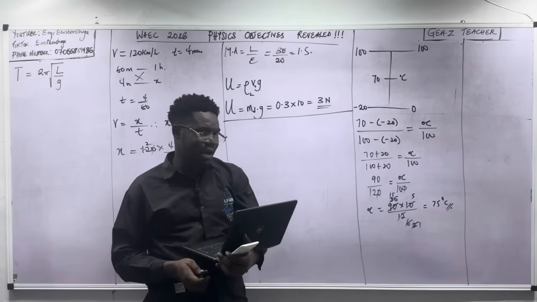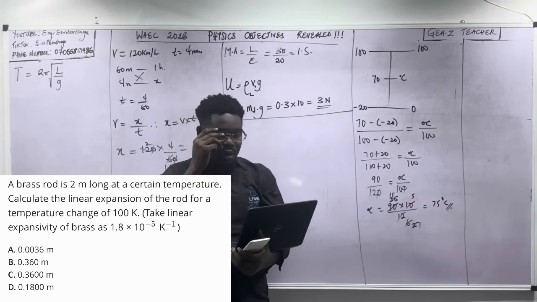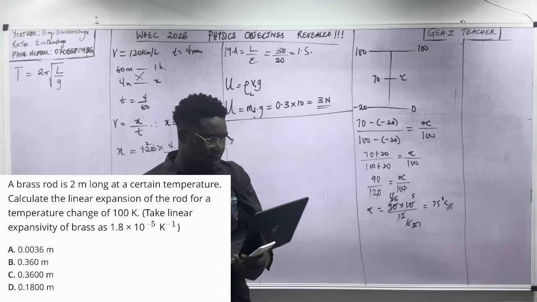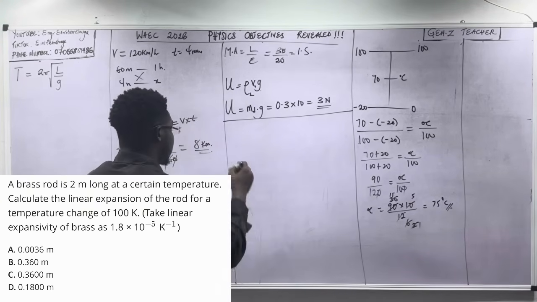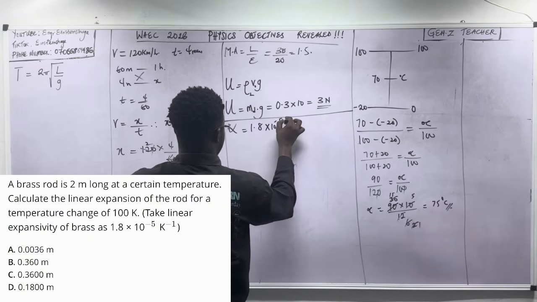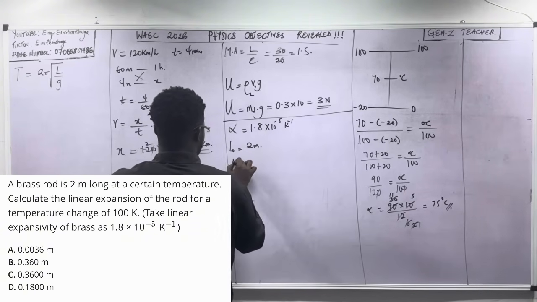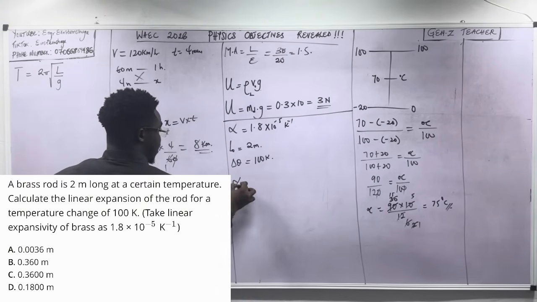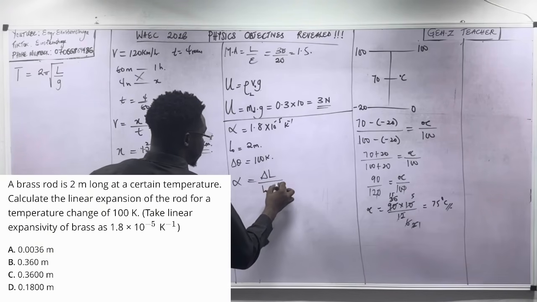Number 12 says a brass rod is 2 meters long at a certain temperature. Calculate the linear expansion of the rod for a temperature change of 100 Kelvin. Take the linear expansivity of brass as 1.8. Let's solve that quickly. So we're given alpha as 1.8 times 10 raised to the minus 5 per Kelvin, and we're given the original length as 2 meters and the temperature change as 100 Kelvin. Now recall that linear expansivity is the change in length, as the expansion, over the original length times change in temperature.